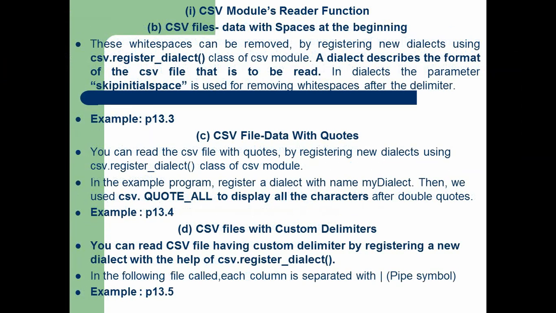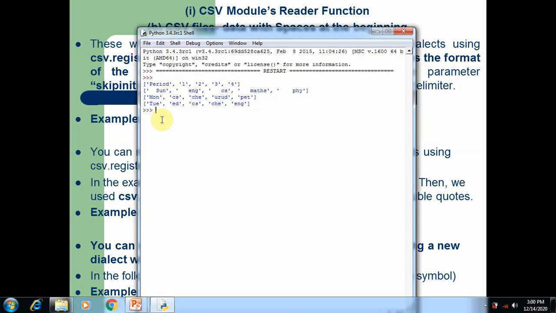Now we are going to see the next topic, called how we can use the csv module's reader function. So now we use the open and file function. Now we are going to use the csv module reader function where we use new dialects, using the register_dialect function of the csv module. A dialect describes the format of the CSV file that is to be read. In dialects, the parameter skipinitialspace is used for removing white spaces after the delimiter. So in the output you can see the data with the spaces is also displayed as it is in the file in the Python program.